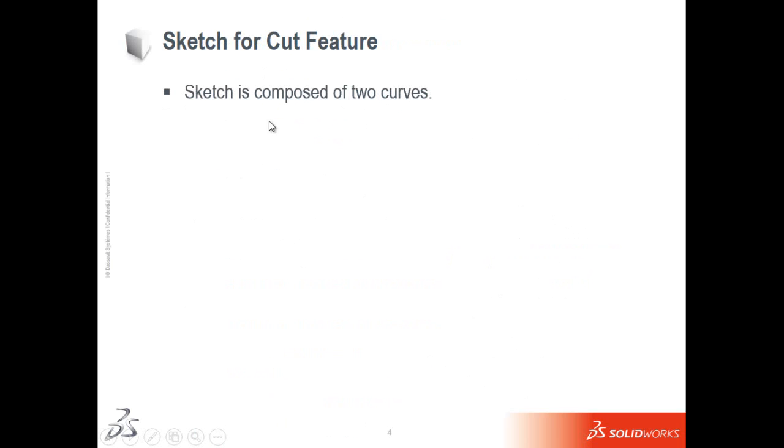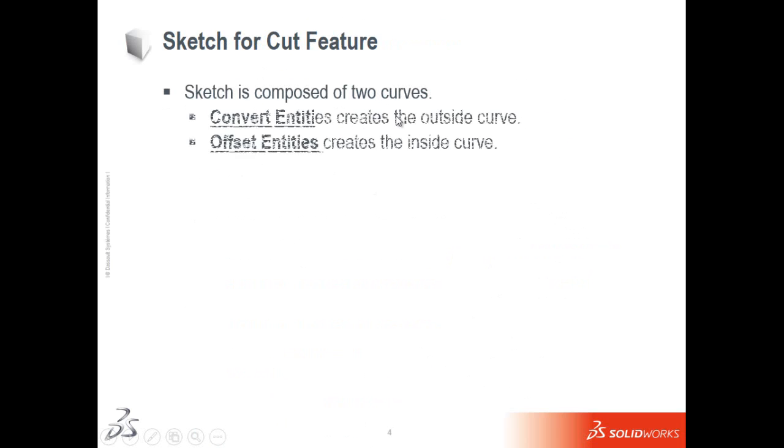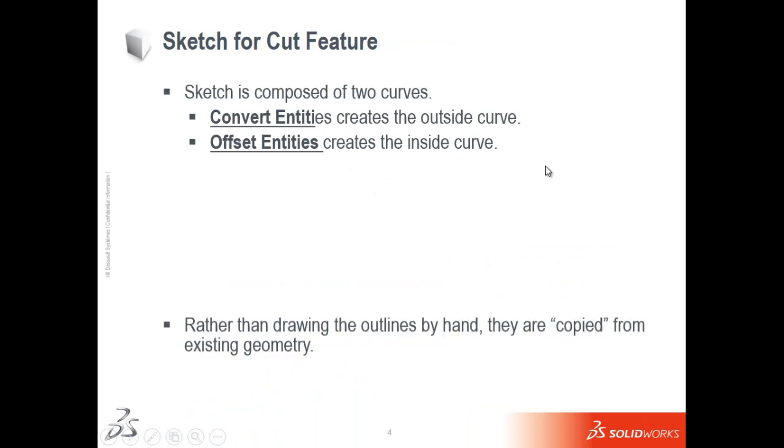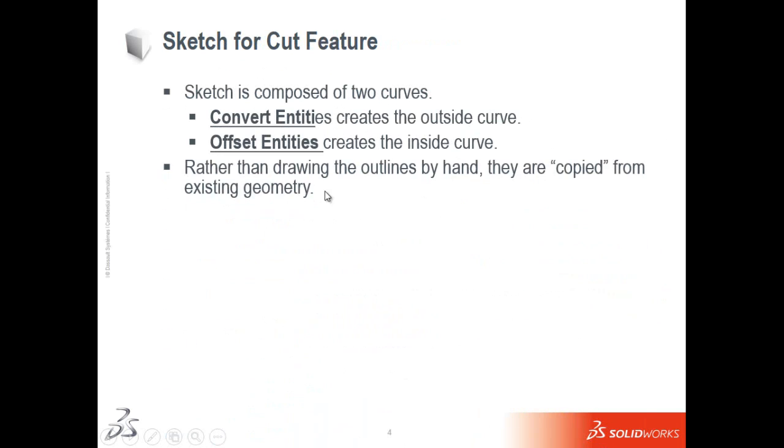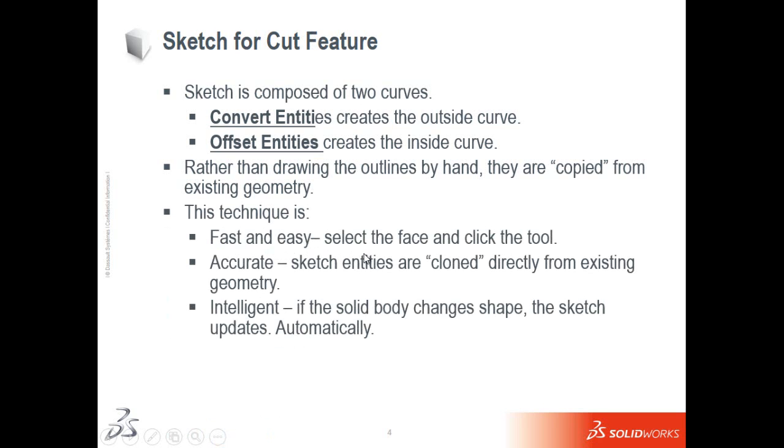Sketch for cut feature. The sketch is composed of two curves. Convert Entities creates the outside curve. Offset Entities creates the inside curve. Rather than drawing the outlines by hand, they are copied from existing geometry. This technique is fast and easy. Select the face and click the tool. Accurate: sketch entities are cloned directly from existing geometries. Intelligent: if the solid body changes shape, the sketch updates automatically.